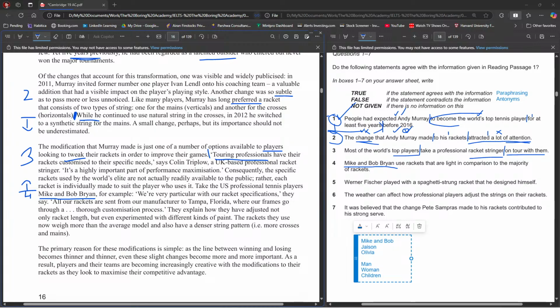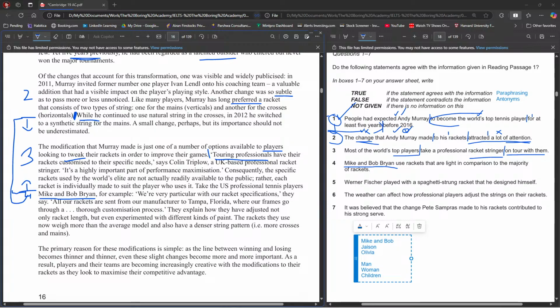So we need to look for the third answer. Did we come across anything that says these people take a professional racket stringer on tour with them? And does it say most of the or anything like that? Did we come across any information like that? No. So the obvious answer is not given. But what I would recommend is just do a small skim. Skimming means you're just going through the words quickly. You might not understand every single thing while you are skimming. However, you'll get a gist of the passage.